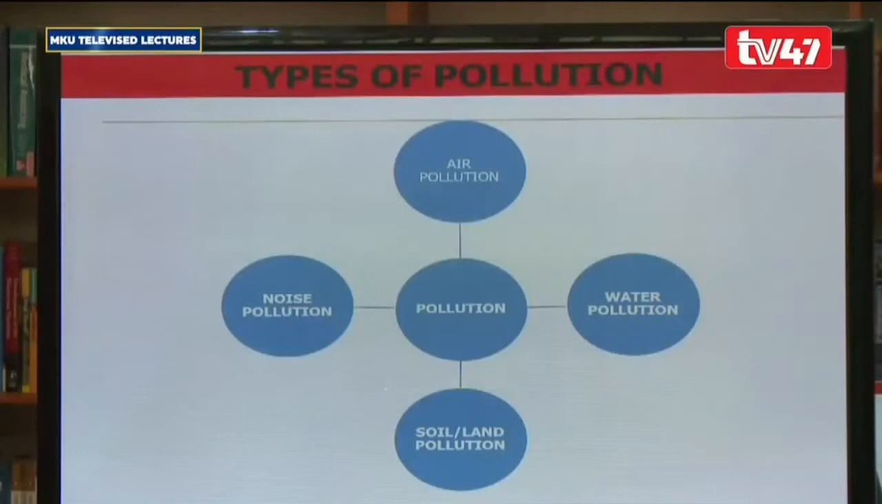So when it comes to pollution, these are the categories: one is air pollution, two is water pollution, then soil pollution, or rather land pollution, and noise pollution. Now, all these effects are found in the environment. As I said, the environment has a component of the built and the natural environment.